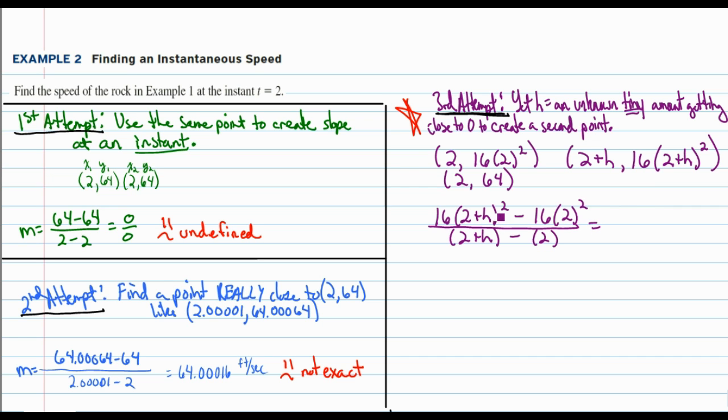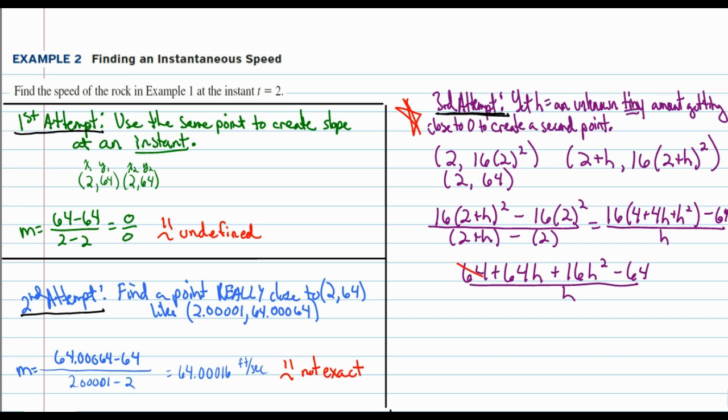Let's see. I'm going to expand out the (2 plus h) squared, so I get 16 times (4 plus 4h plus h squared), and then there's my minus 64, all over 2 plus h minus 2, which is just going to be h. Now I'm going to distribute my 16, so I get 64 plus 64h plus 16h squared minus 64, all over h. As you can see, the 64 in front and the minus 64 in the back cancel, and that should happen always. So now I'm going to simplify even more: 64h plus 16h squared all over h. I can simplify by canceling out an h in each one of those.